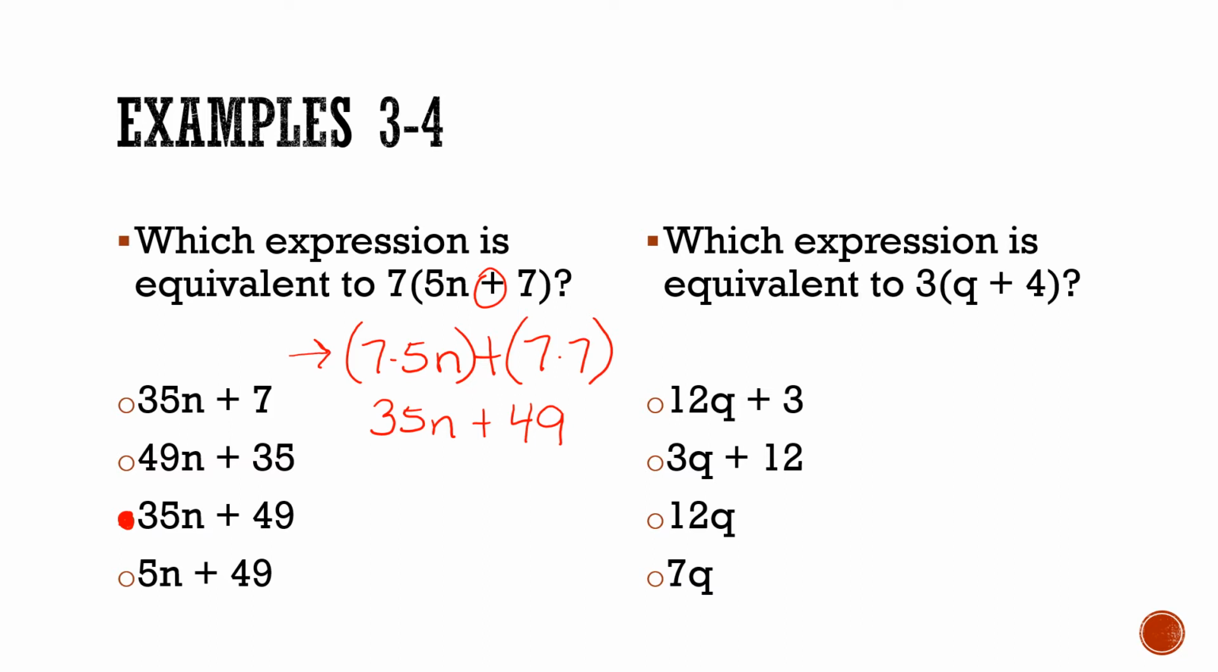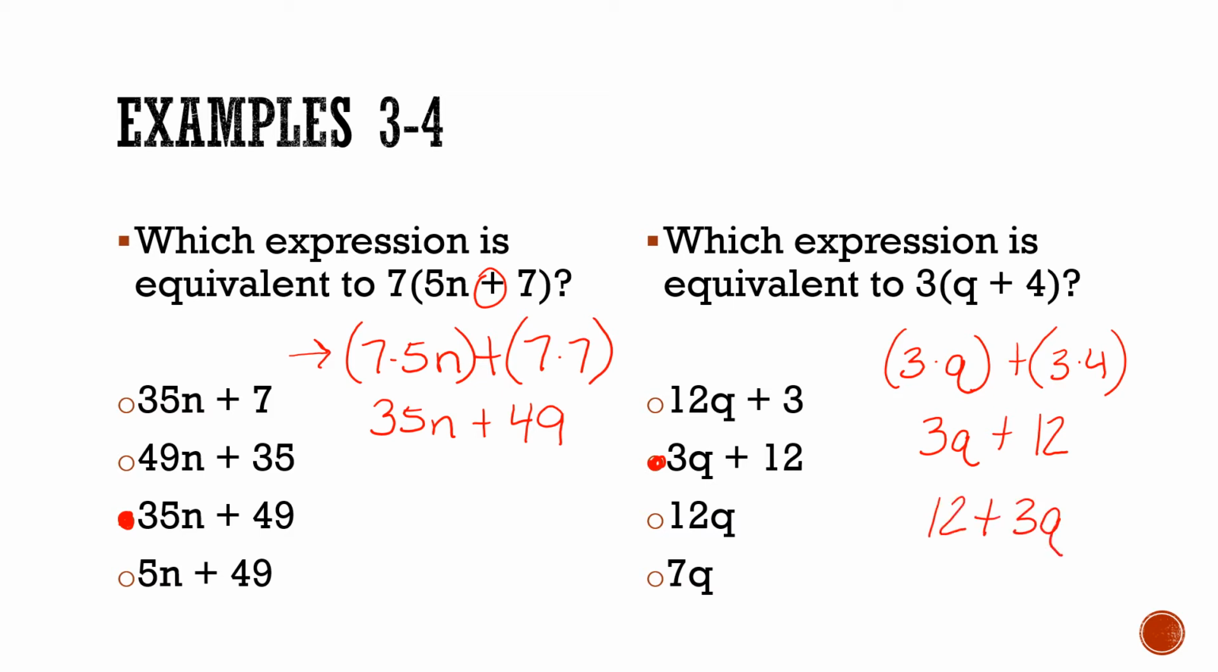Okay, in number 4, we're going to need to distribute the 3. So 3 times q plus 3 times 4. 3 times q is 3q plus 3 times 4 is 12. So we get b, 3q plus 12. Remember that could also be written as 12 plus 3q, which is very similar to a, but the 12 does not have a q on it, or should not have a q on it.